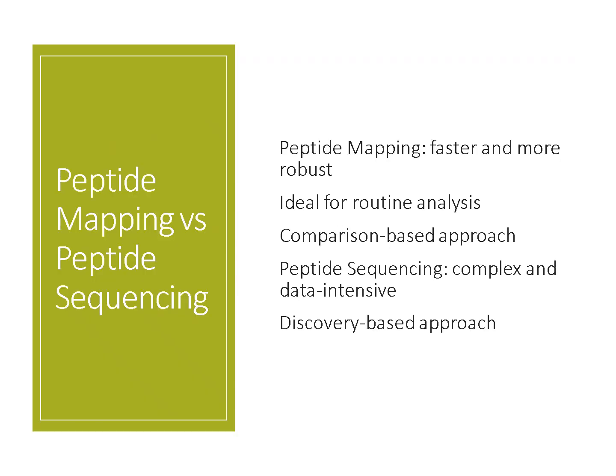When we compare the two directly, peptide mapping is faster, more robust, and ideal for routine analysis. It is a comparison-based approach. Peptide sequencing, on the other hand, is more complex and data-intensive. It is discovery-based and requires advanced data interpretation.